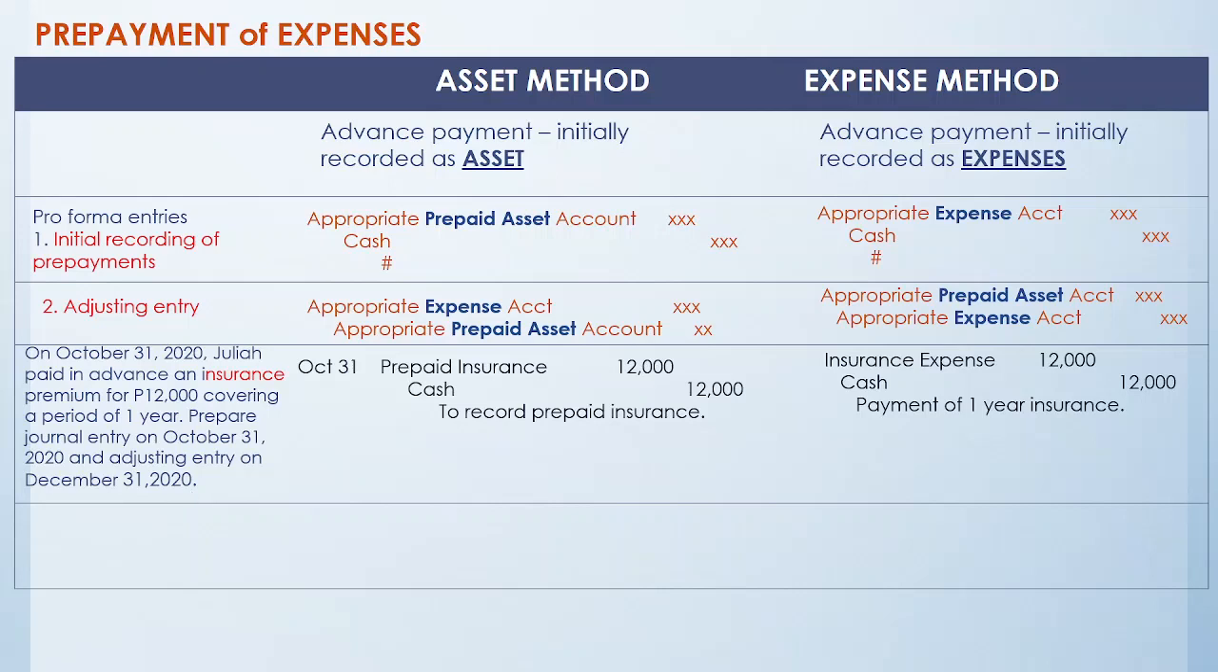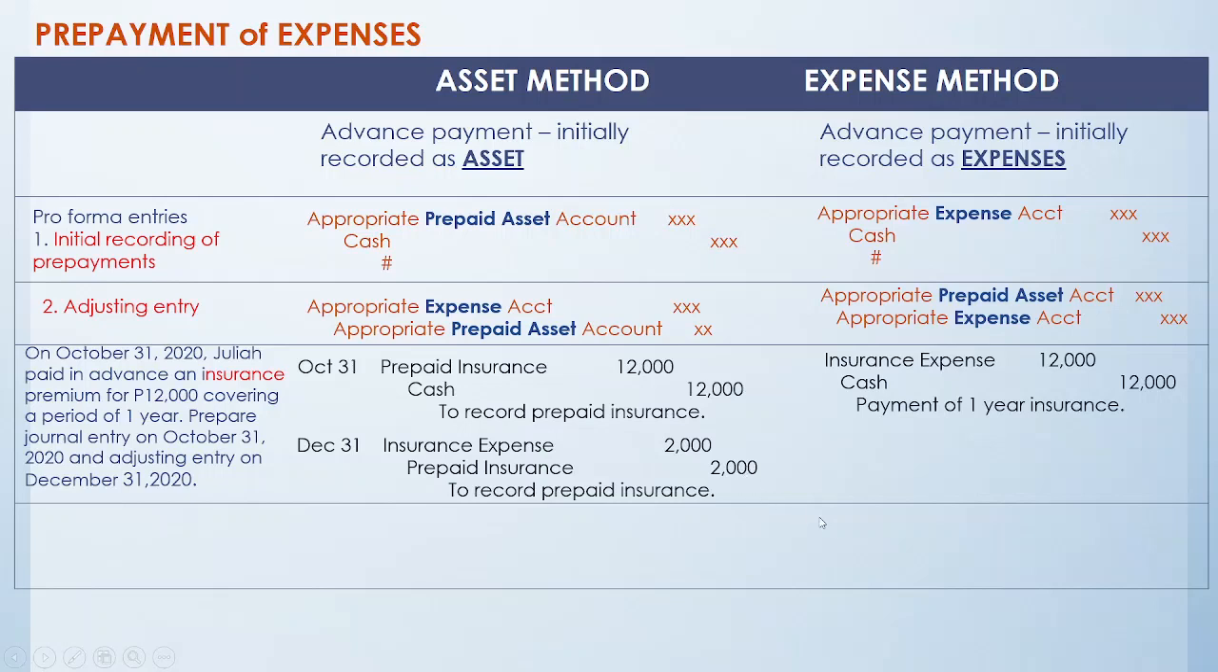In the case of asset method, prepaid insurance is not true by the time when the date is December 31, 2020. Why? Because November, December already expired. Therefore, the portion of this corresponding to 2 months represents our expense. So therefore, we will have this entry on December 31, 2020. This represents again 2 months. Okay, and we will decrease our asset account by 2,000.